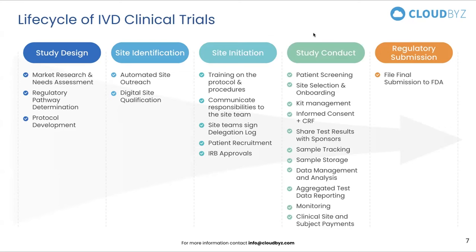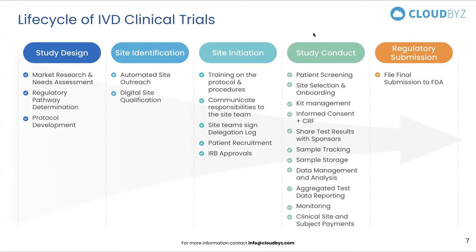Stage 4 is study conduct, where the actual trial takes place. So patient screening is the first step, where we identify eligible patients based on the predefined criteria. Then we have site reach outs and qualification process, post which the selected sites are onboarded and site startup process initiates. Then there is kit management, by which we ensure that all necessary diagnostic kits are sent across to these sites for sample collection along with their respective requisition forms.